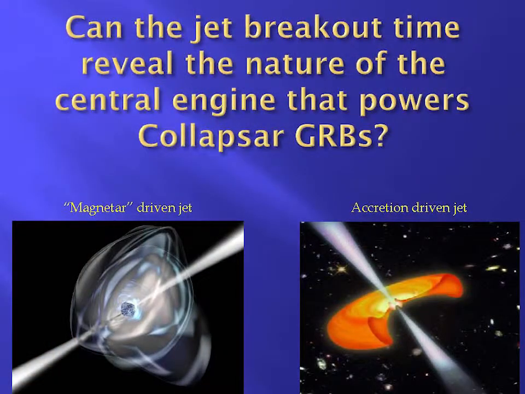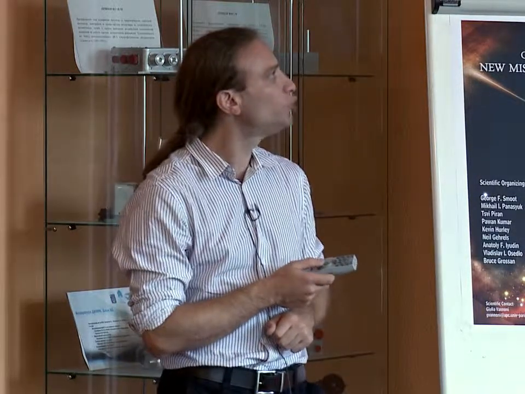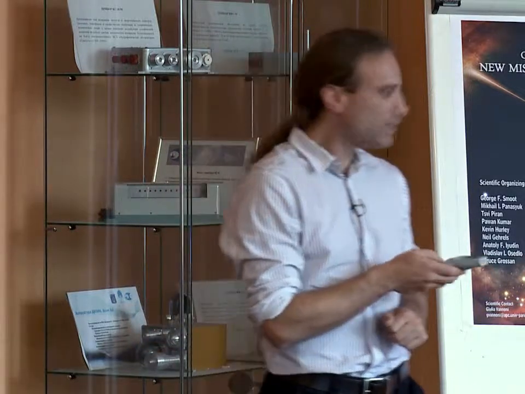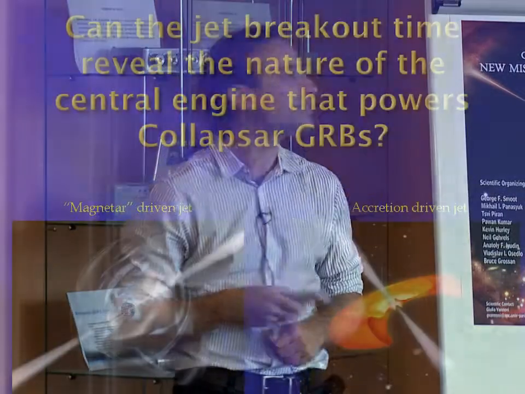Okay, for the second part of my talk, I want to address the question: can the jet breakout time reveal the nature of the central engine that powers collapsar gamma-ray bursts? As I said, I'm going to discuss two types of jet, magnetic and hydrodynamic, and I'm going to refer to two types of engine. What is called a magnetar-driven jet, which is basically an isolated, fast-spinning magnetar that is put in the center of the star and emits a jet.